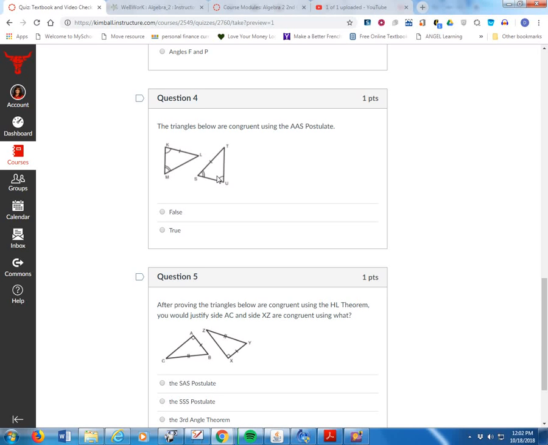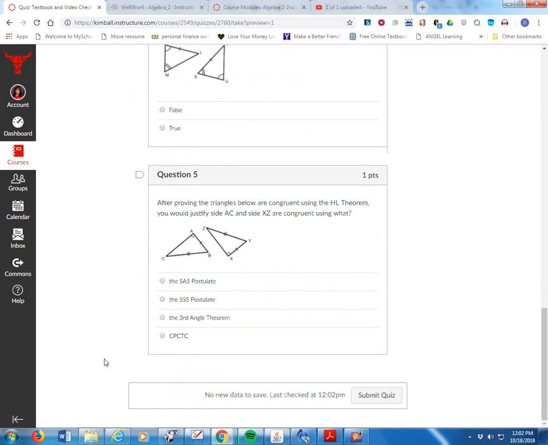And the last question, after proving these triangles below are congruent using the hypotenuse-leg theorem, you would justify side AC and side XZ are congruent using what? Yeah, CPCTC. Remember, CPCTC is what you're going to use after you've proved the triangles are congruent to show that corresponding parts of congruent triangles are congruent. That's what CPCTC stands for: corresponding parts of congruent triangles are congruent. You can only use that after you've proven the two triangles are congruent. So if they want to say, are these two angles congruent, you say yes by CPCTC, corresponding parts.